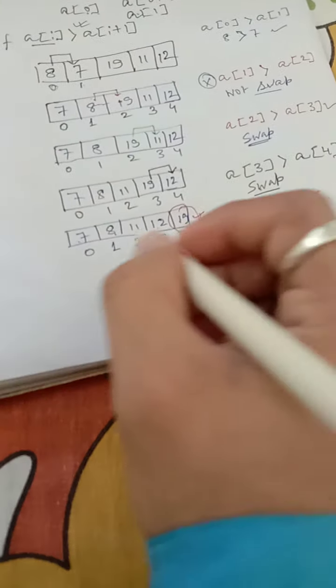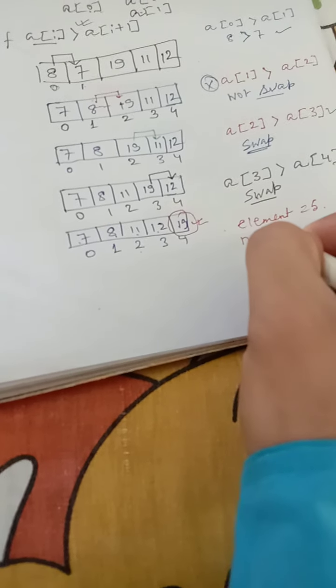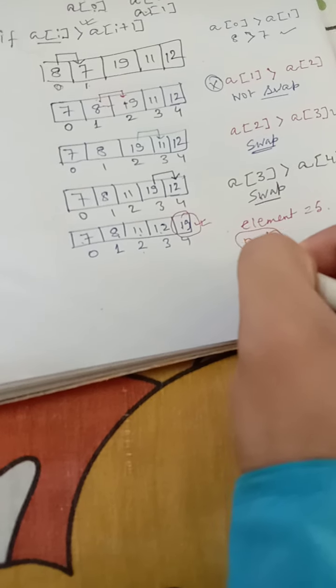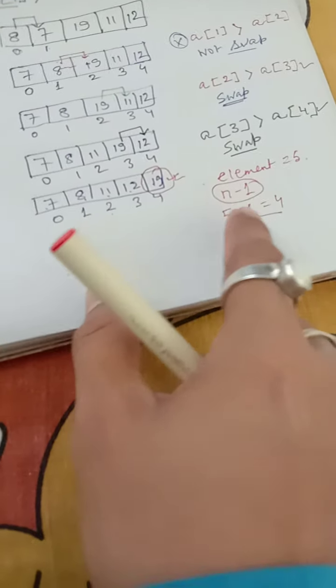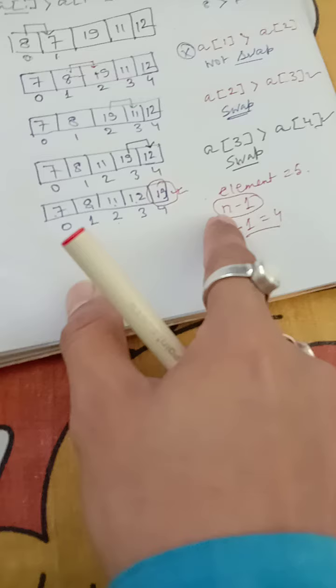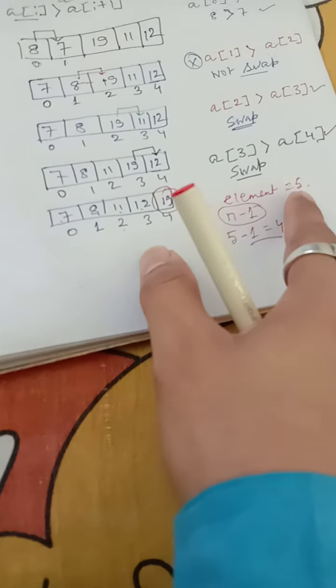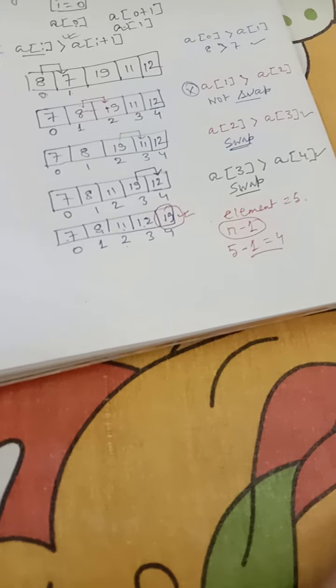Now the number of elements is 5. That means the value of n is n minus 1, that is 5 minus 1, which equals 4. So the number of elements is 5 and the value of n is 4, as you all know.